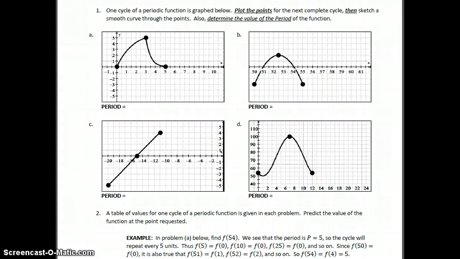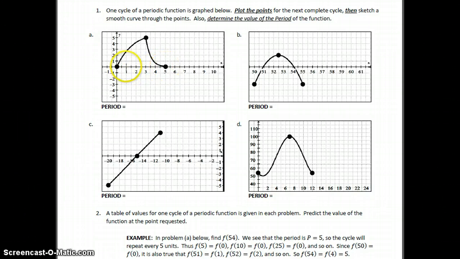All right, I want to get you started on this assignment. Question number 1 says that one cycle of a periodic function is graphed below. Plot the points for the next complete cycle, then sketch a smooth curve through the points. So let's look at this first one as an example. Let's determine what the period is. The period is just the distance between the start and the end of the cycle. So in this case, the period is 5 minus 0, which is going to be 5.